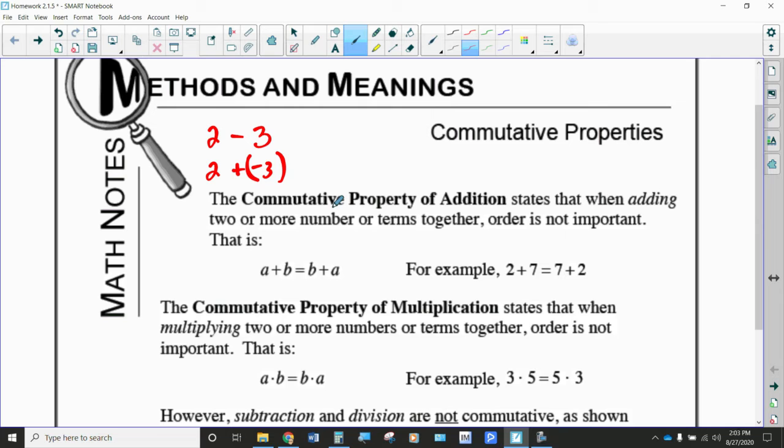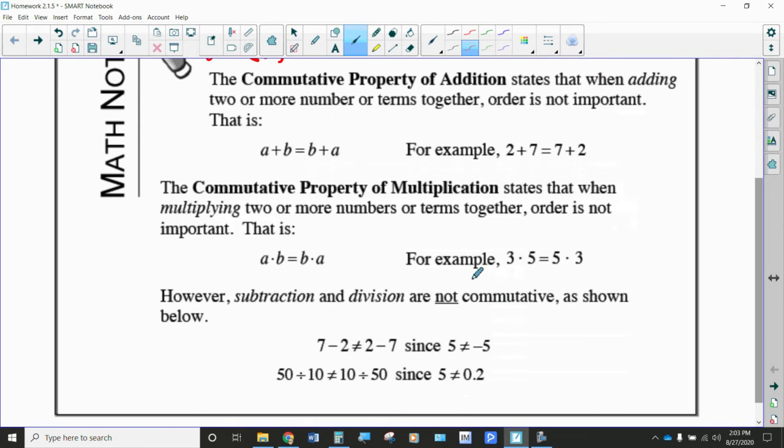So commutative property, this ability to rearrange the order of your terms, applies to addition, and it also happens to work with multiplication. If you take 3 times 5, that's the same as 5 times 3. It does not work for division. If you took 6 divided by 2, you're going to get 3 for an answer. But if you took 2 divided by 6, you would not get 3.